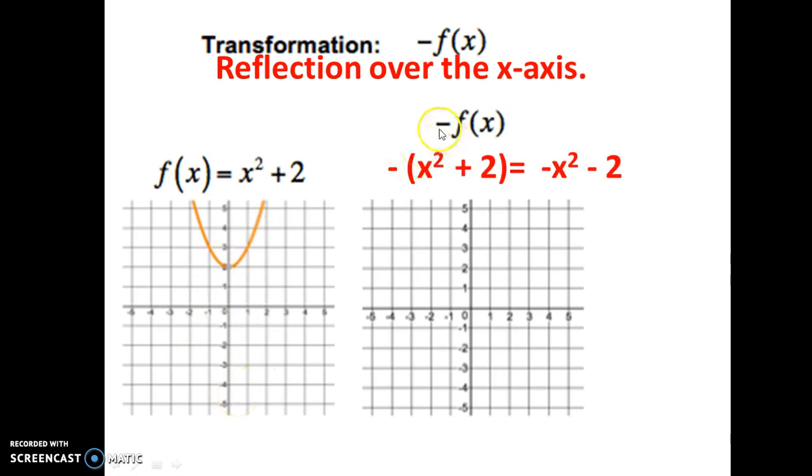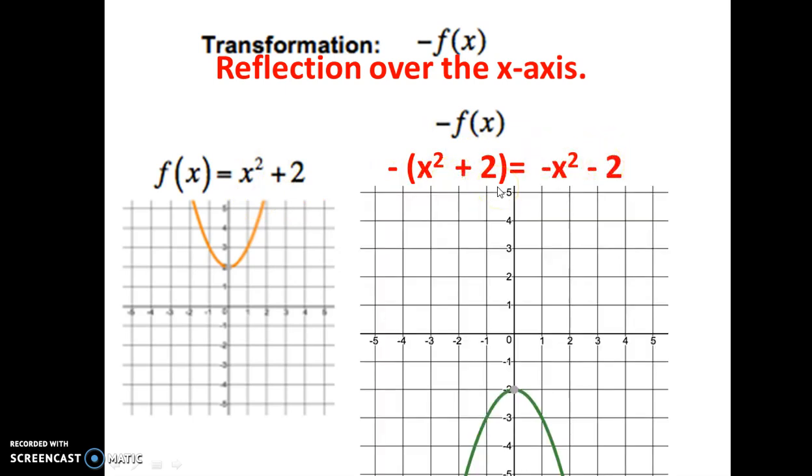So this is telling us take the whole function, make it negative. So here's the original function, and we're taking the whole thing, making it negative. So everything becomes negative, that and that. That's important to note, both of them. The graph looks like this. It has been flipped over the x-axis, reflected. That vertex, which was at 0, 2, is now at 0, negative 2. Reflection has occurred.